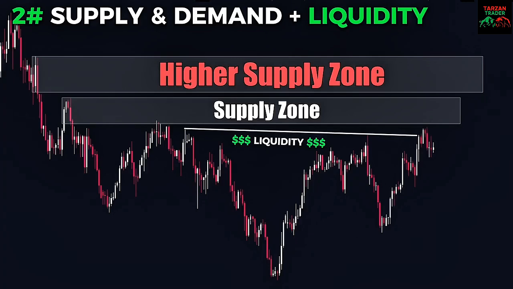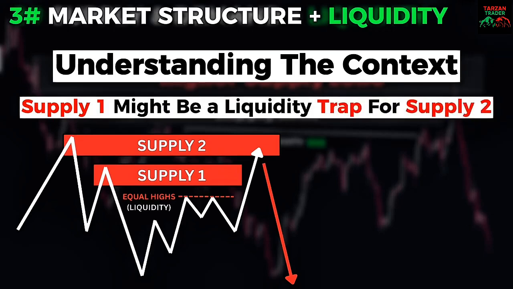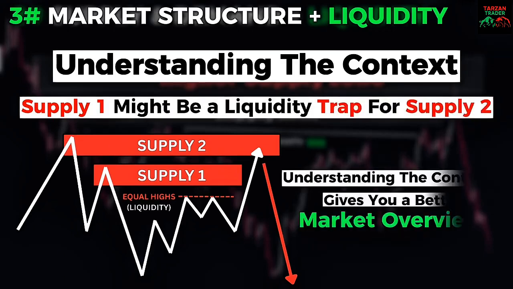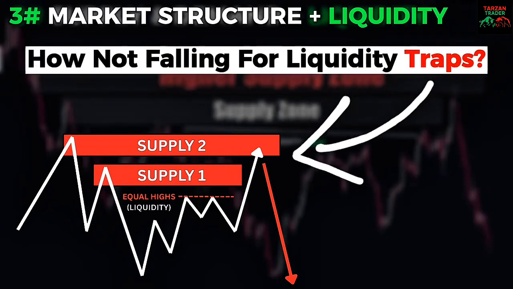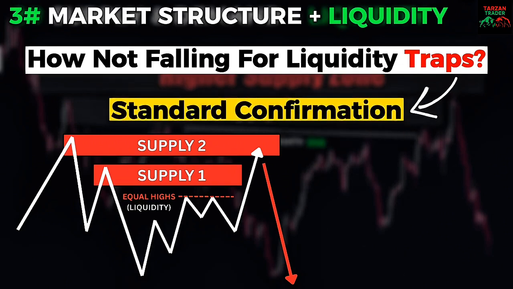1, price may simply sweep the equal highs and reverse. Or 2, it might continue climbing into the next higher supply zone where even larger liquidity pools exist. This is why it's crucial not only to analyze what's happening inside the immediate zone, but also to understand the larger context, the zones and imbalances that price might be attracted to before making a meaningful move. So, how do we protect ourselves from getting stopped out both inside the first supply zone and within the broader context? The answer lies in a simple yet powerful entry concept called standard confirmation.